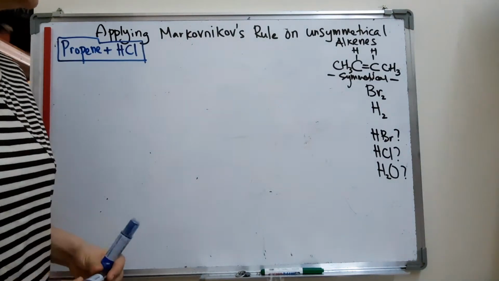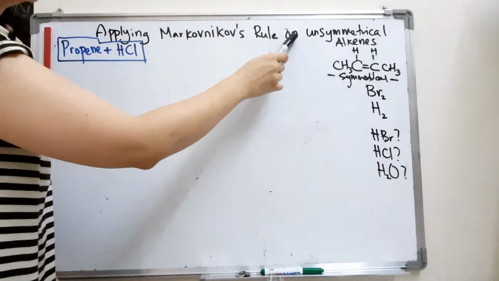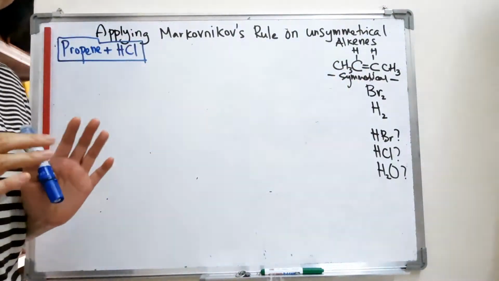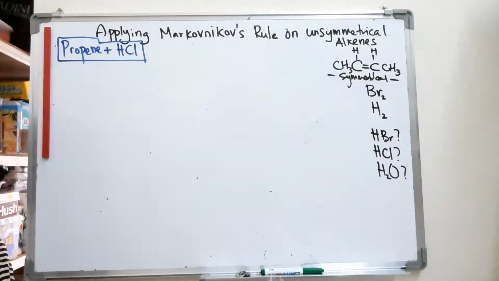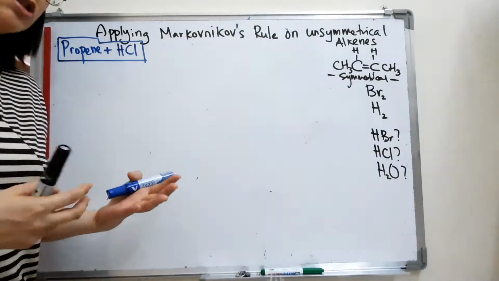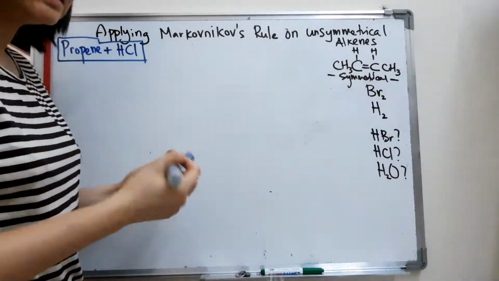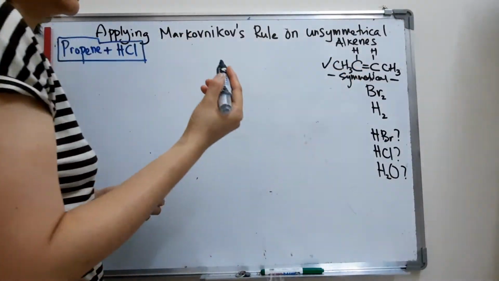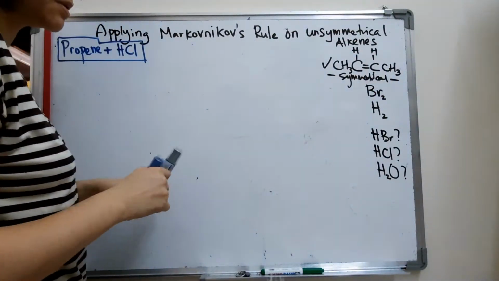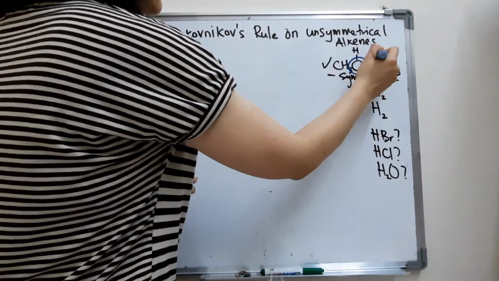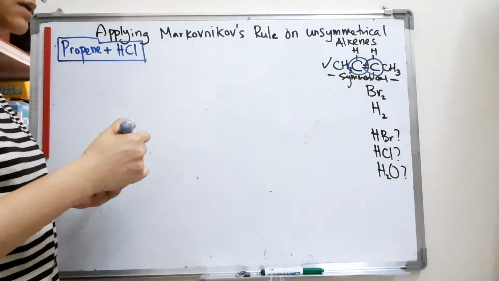Next one, we will talk about how to apply Markovnikov's rule on unsymmetrical alkene. Previously I have shown you how the mechanism looks like for ethene reacting with bromine. That way it's easy to predict the product when you have a symmetrical compound like ethene, as well as like but-2-ene. It's symmetrical, so whenever I want to substitute the electrophile, I can substitute in either of the C-C bond.